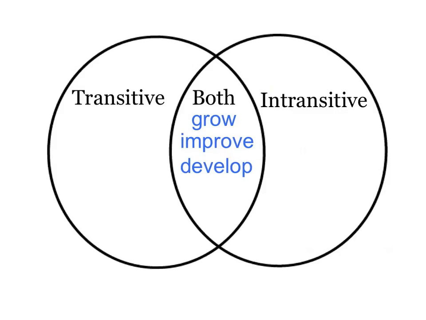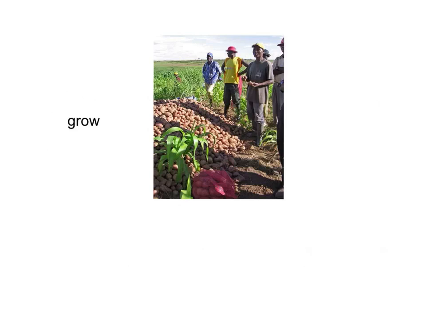We've talked about transitive verbs, we've talked about intransitive verbs, and here are three good examples of verbs that can do both. These can be used either transitively or intransitively. Grow, improve, and develop. Okay, let's see if you can see the difference. Go ahead and take the verb grow and use it with this picture. How would you describe this picture?